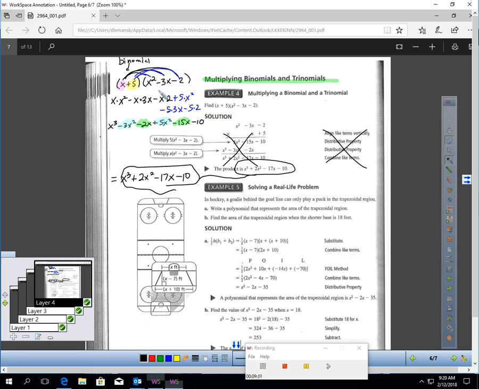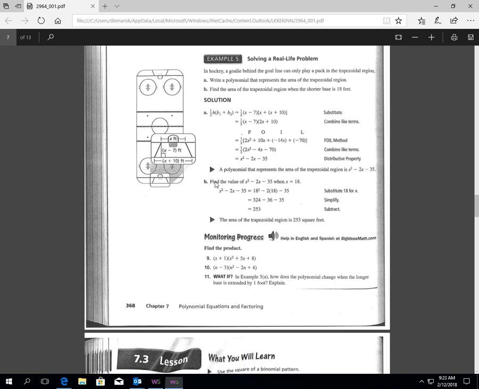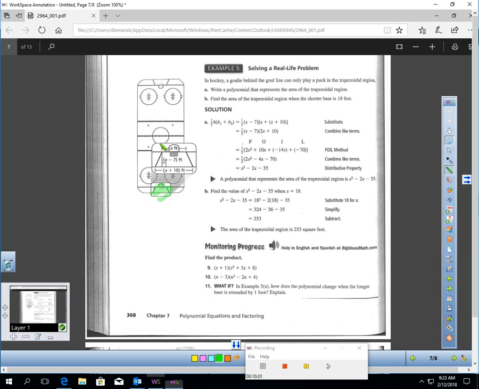Here I had to double distribute through a trinomial. Okay? This can apply to real-life problems. In hockey, a goalie behind the goal line can only play a puck in the trapezoid region, which you see drawn here in the picture, right in here, and they highlighted that here. Okay. Write a polynomial that represents the area of the trapezoid.